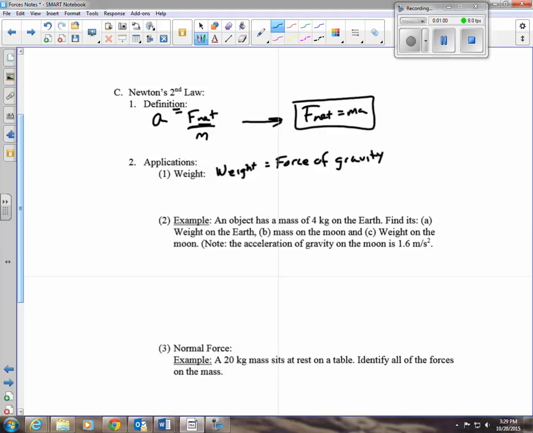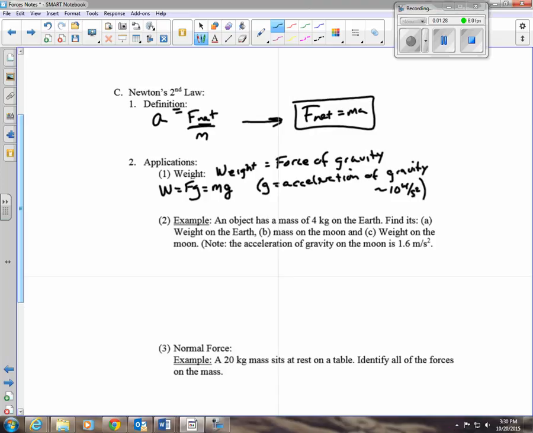And we can do this. We say weight equals the force of gravity. Now, if I look at this equation, F equals ma, then the force of gravity is going to be m times the acceleration of gravity, which on Earth is about 10 meters per second squared.